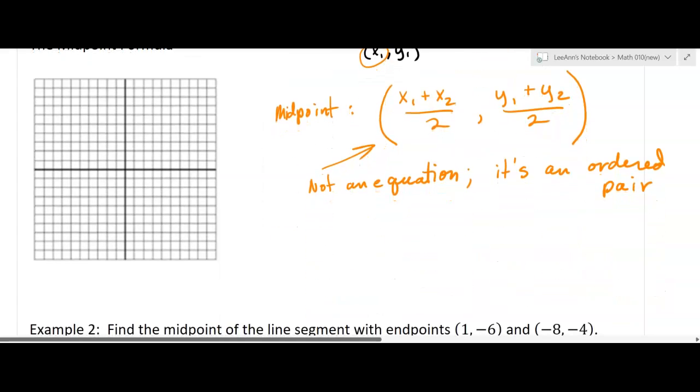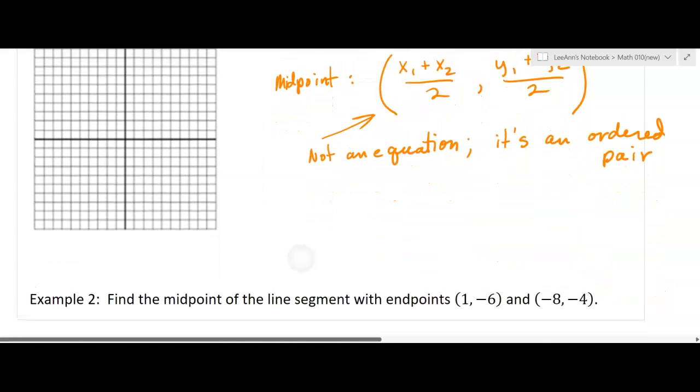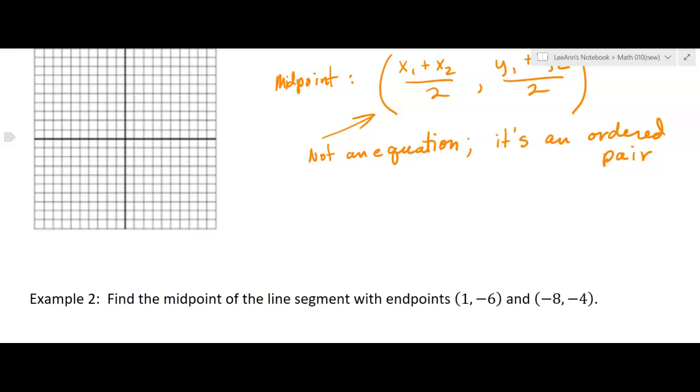So now we use the graph paper in this example, so it'll give you a little bit more reference here. Find the midpoint of the line segment with endpoints 1, -6. Okay, so go 1, -6. 1, 2, 3, 4, 5, 6. So that point. And -8, -4. 1, 2, 3, 4. Okay, so there's a line segment between those 2 points. And we're trying to find that midpoint between them.